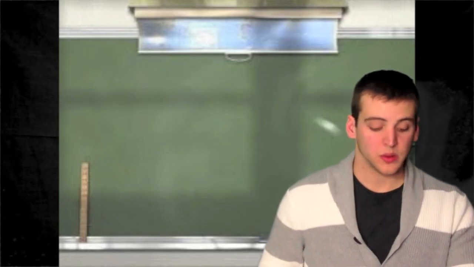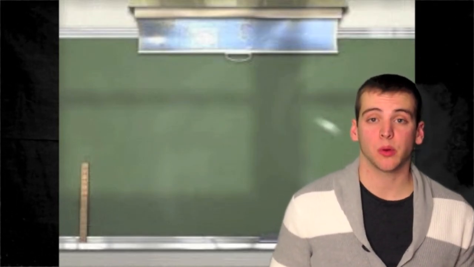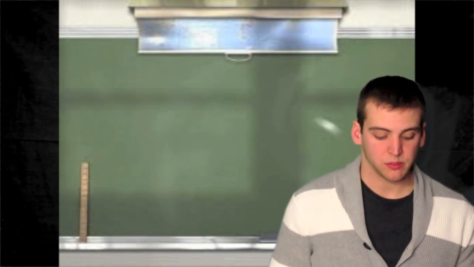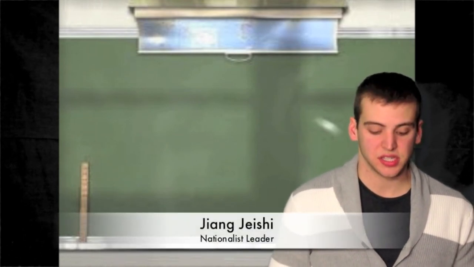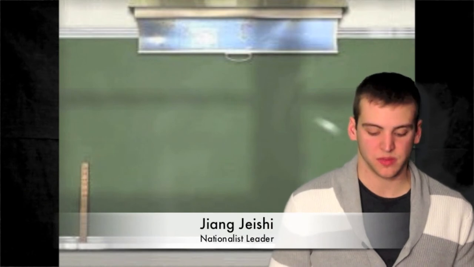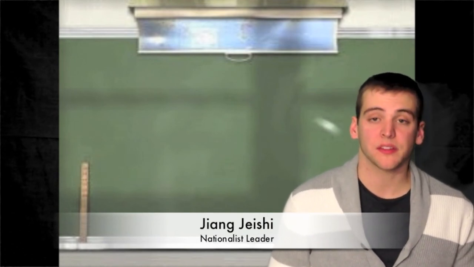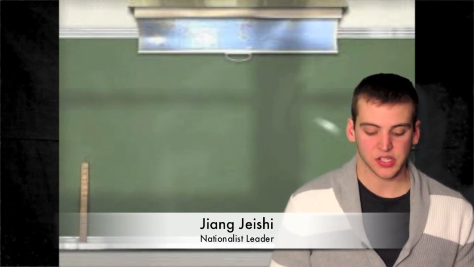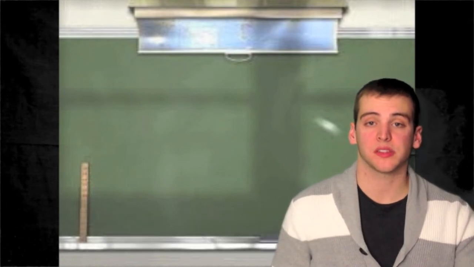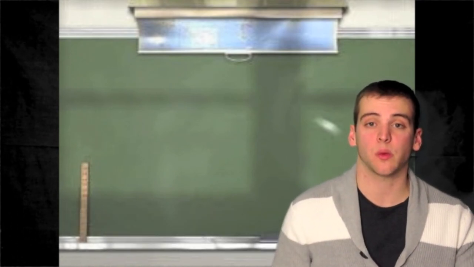Okay, guys, let's recap some of the main points here. So, some important people to know. Chiang Kai-shek started the nationalist movement. He loses support of the people after the economy fails and has a corrupt government, and he is overthrown by Mao Zedong, and he ends up fleeing to Taiwan.